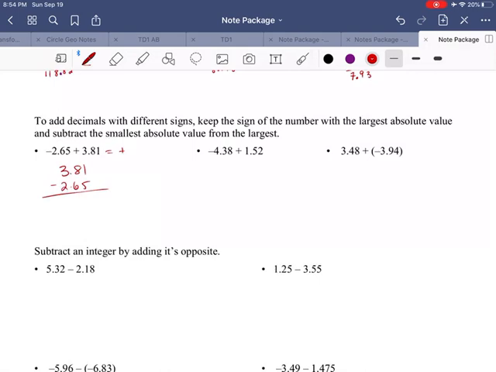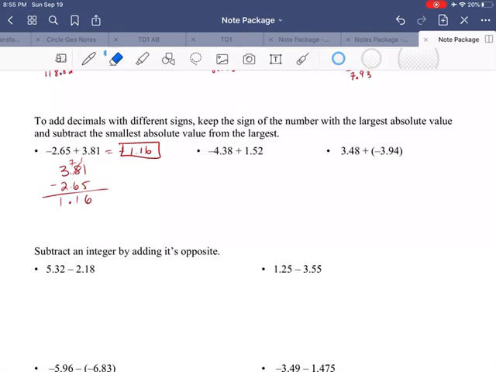So I can't take away 1 from 5 here. So what I'm going to do is borrow. That makes 6, 1, and then 1. So my answer is going to be 1.16. And it's positive because at the beginning I know I have more positive than negative.